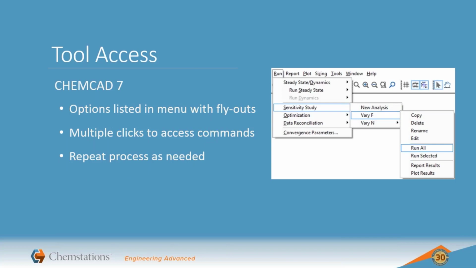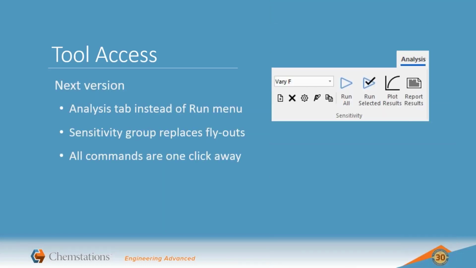In CHEMCAD 7 and earlier versions, sensitivity analyses and their options were all listed in the Run menu. Running the analyses or plotting results required multiple clicks, and we repeated this process when using any of these commands. This complex structure has been replaced by the sensitivity group in the Analysis tab, where all the commands are now one click away.